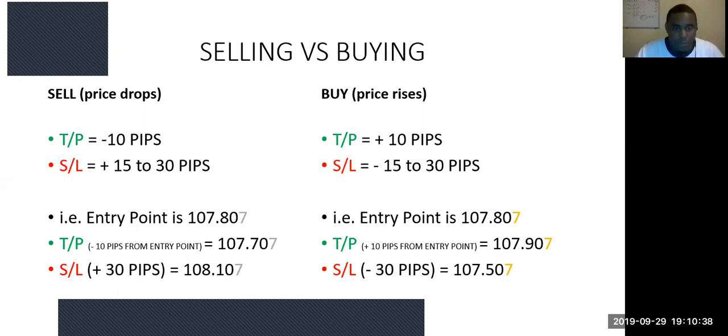So with the same example, 107.807, take profit. For you to make money, the market has to go higher than your entry price. So you want to add to your entry price. So 107.80, 80 plus 10 is 90. And then you just put the last number back from your entry price, which is a 7. And the stop loss, you would just subtract it in a buy. Take profit, buy, you want the market to go up. So you want to put your stop loss down to protect your money. So 80 minus 30 is 50.